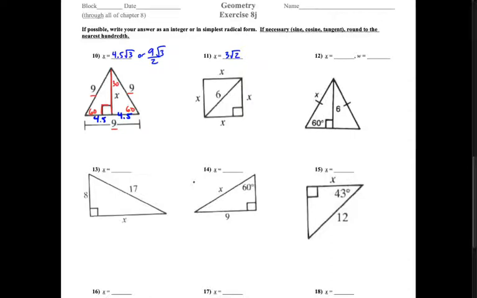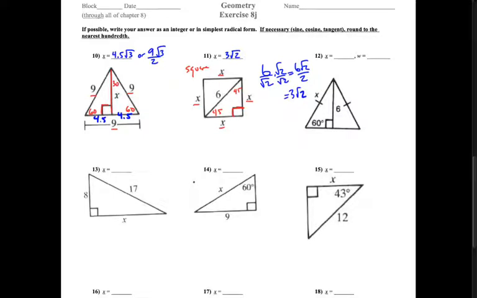Number 11. This is a square. How do I know it's a square? Because all the sides are the same. It's a rhombus and has a right angle, a rectangle, that makes it a square. That also makes these 45-degree angles. So now suddenly this 6 is the hypotenuse of a 45-45-90 triangle. 6 divided by the square root of 2, simplify, and it gets 3 square root of 2.